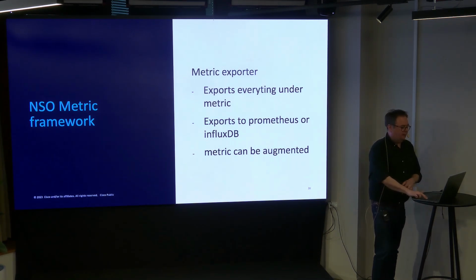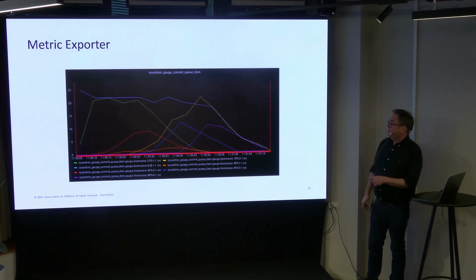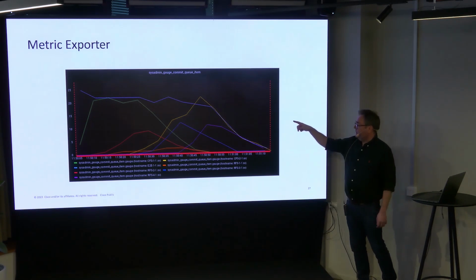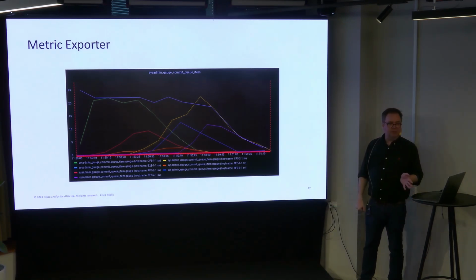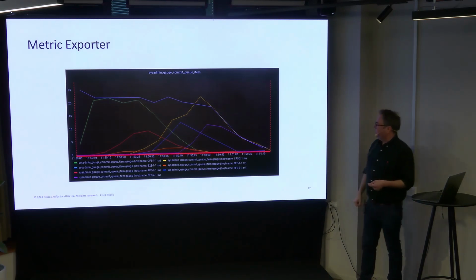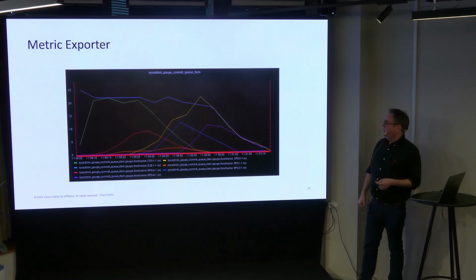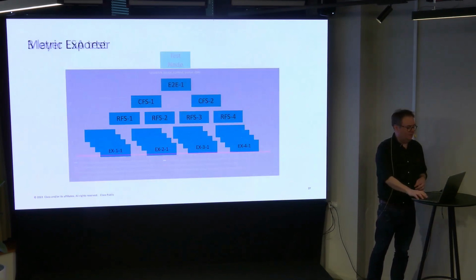So looking at what we get from the NSO metric exporter, we can look at the commit queues for the same example. We see that the blue one is the top node, the green one is CFS1, that was the one we saw the CPU usage from, and the yellow one is CFS2. So what does this mean? I think it means that we are doing something a little bit wrong.